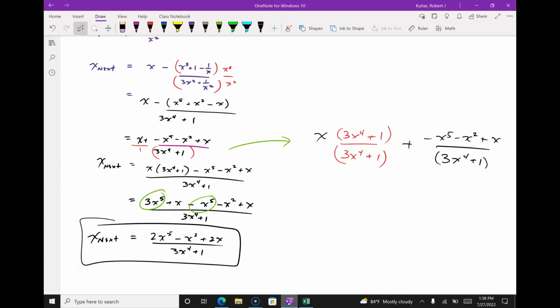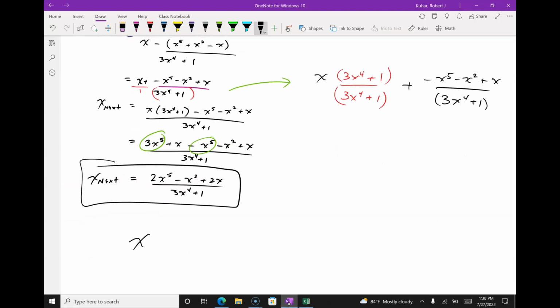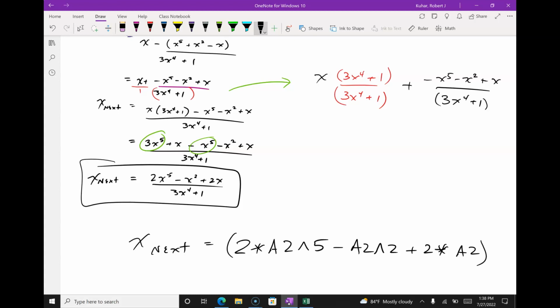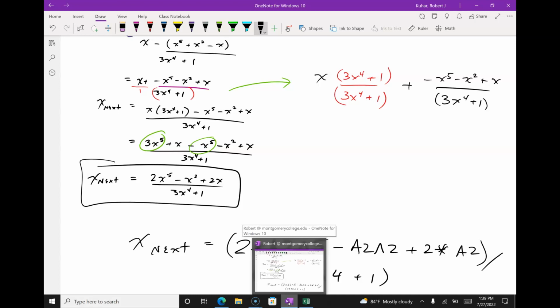So I'll write it here. Newton gave it to us. So 2 asterisk A2 raised to the 5th. Yes, you with me? Minus A2 raised to the 2nd plus 2 times A2, right? Divided by 3 star A2 to the 4th plus 1. Anybody get it typed in yet? Got the same number as me?